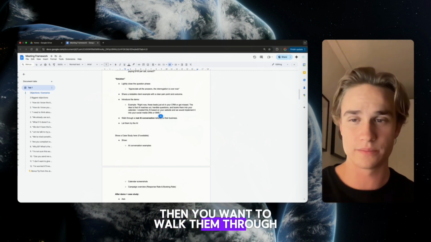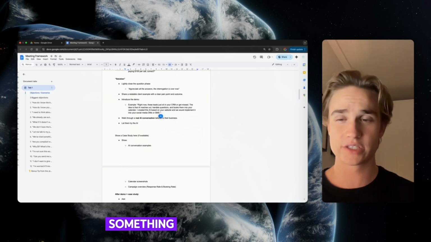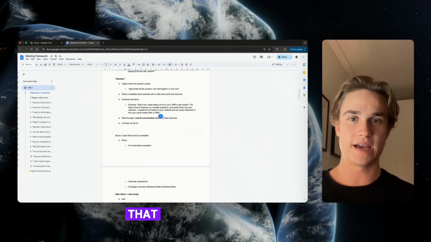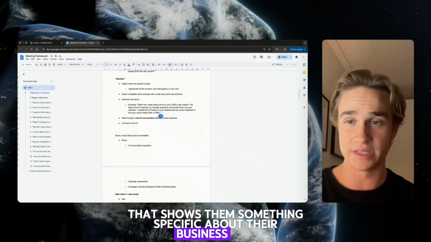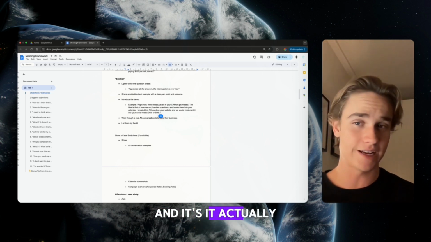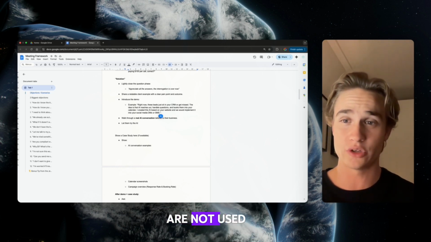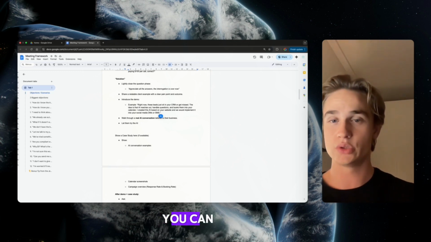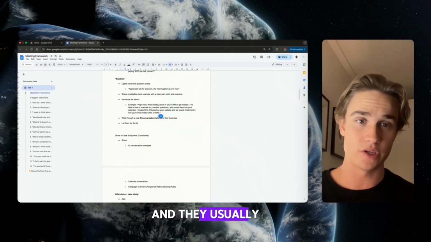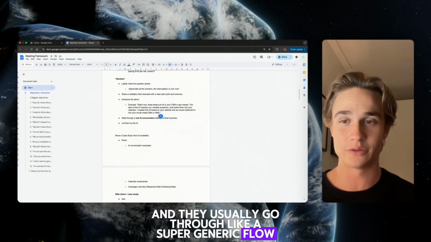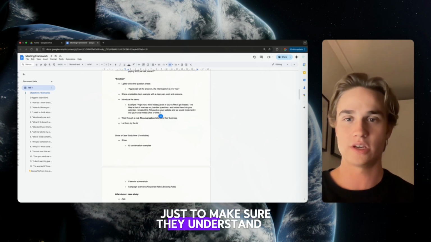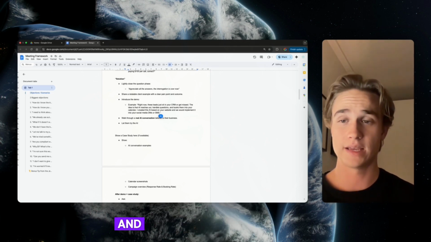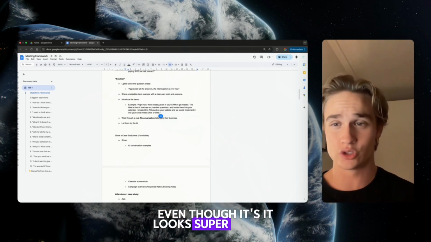Then you want to walk them through a real AI conversation, something that you tested before that shows them something specific about their business and you know will impress them. And it actually doesn't take that much because these people are not used to seeing AI like this. So once you've shown them the conversation, you can let them try on their own. And they usually go through like a super generic flow, which is fine. It's really just to make sure they understand it and see the potential in it. And they're going to be impressed even though it looks super generic to us.